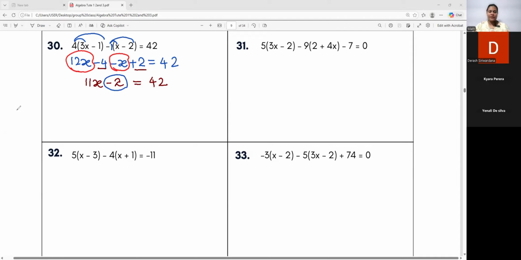No? If we move it to right hand side, it will be negative. We want to find the answer for positive x. So we'll keep that 11x on the left hand side. Move minus 2 to right hand side. And here it is 11x equals 42 plus 2. Change the sign. That means 44. Then divide both sides by 11. x is equal to 4. This is 11 times 1, 11 times 4. x is equal to 4.